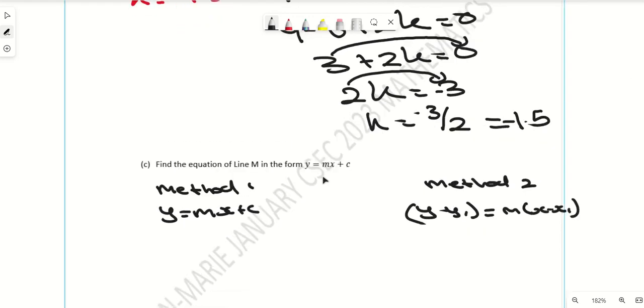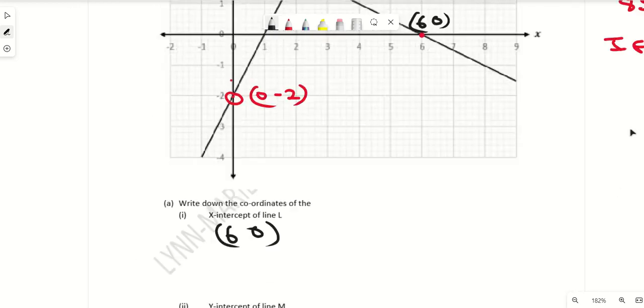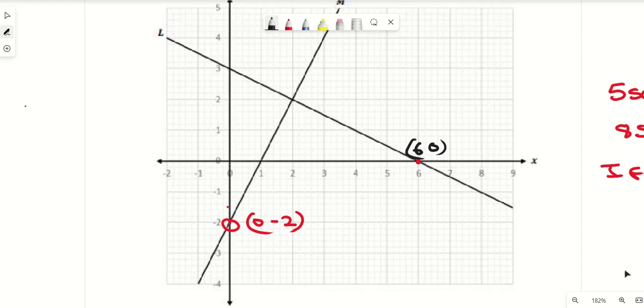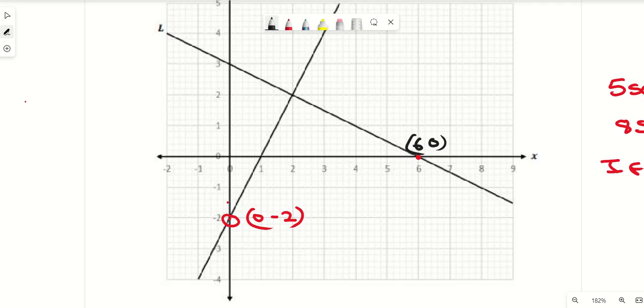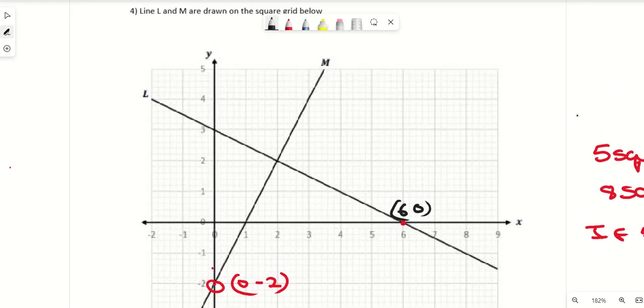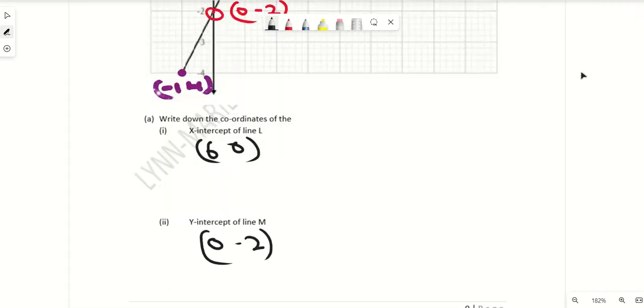Now, before anything, we have to find the gradient. We do not know the gradient of line M. So let us go back to the graph, right? We're going to look at M, and we can use two coordinates. I will use this one here, which is -1 and 4, and then I'm going to use this coordinate right here, which is 3, 4. So those are the 2 points we're going to use to find the gradient. 3, 4 and -1, 4.